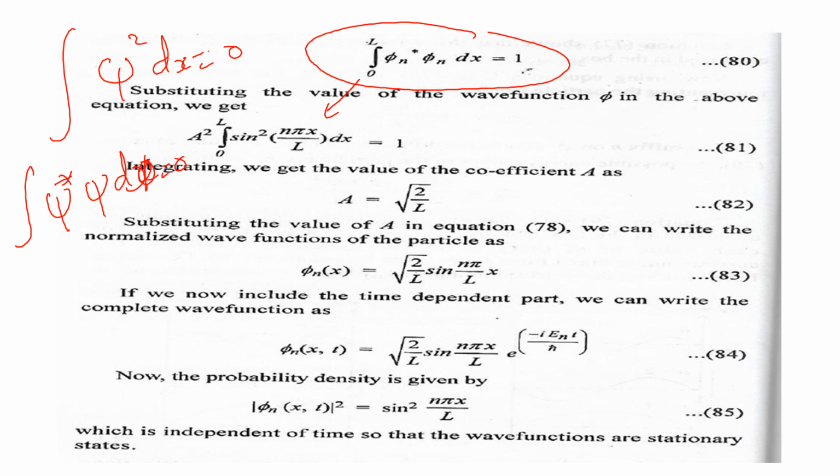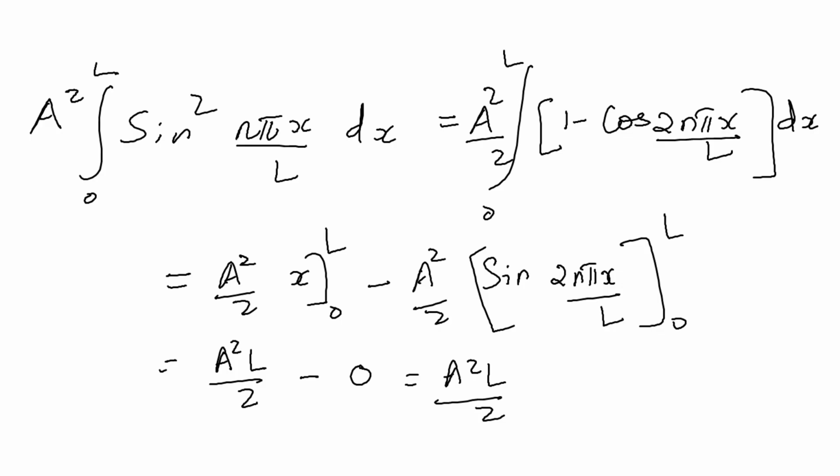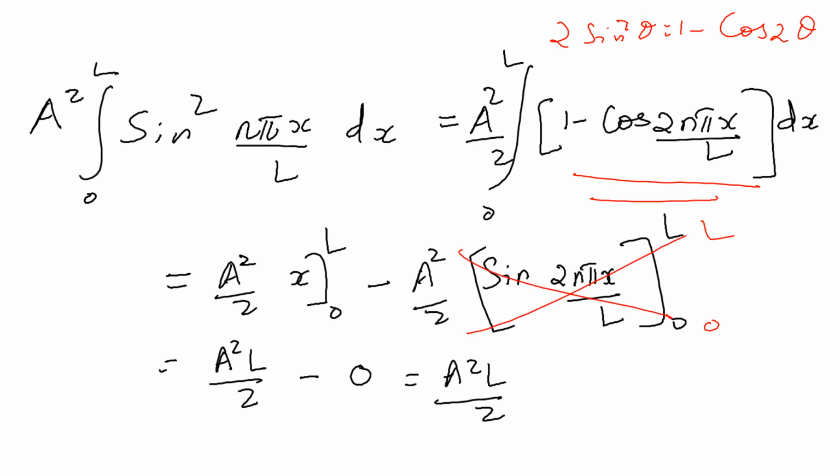So how to integrate this? See this integration step: a square integral 0 to L sine square n pi x by L dx. We can simplify using a trigonometric identity: 2 sine square theta is equal to 1 minus cos 2 theta. So used that equation here, and then integrated the first term dx, we get x within the limit 0 to L. Next is cos theta integrated gives sine theta within the limit 0 to L. So this term will vanish when you substitute the limits. What is remaining is a square L by 2 only.